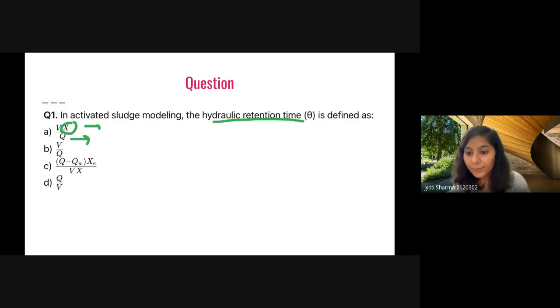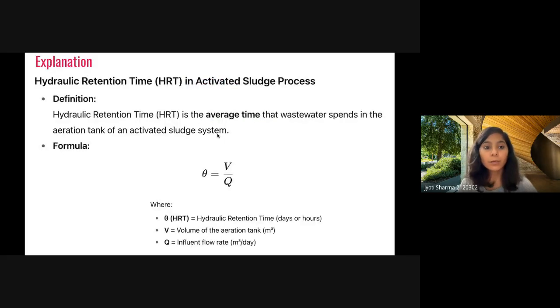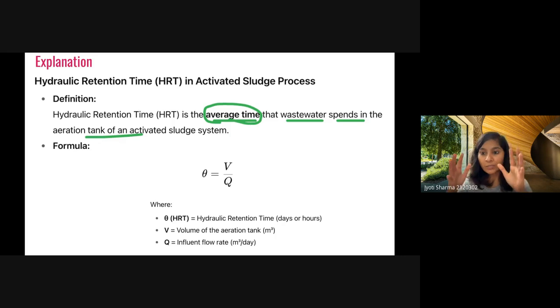Okay, so Dia Priscilla gave me a B answer. Venkateshwara, the right answer will be B only. Let me show you how. So first you have to understand what you mean by this hydraulic retention time. This hydraulic retention time is the average time that wastewater spends in the aeration tank. So this is just the time. What is the average time that the wastewater is spending in that aeration tank.